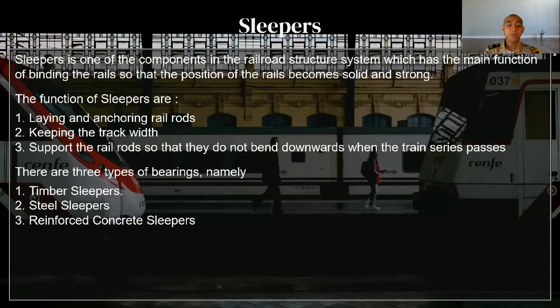2. Keeping the track width. Track gauge is a measure of the width of the rail track. Indonesia has a track gauge of 1067 millimeters to be constant, in other words, so that the railroads do not stretch out or narrow. And 3. Support the railroad so that they do not bend downward when the train series passes.